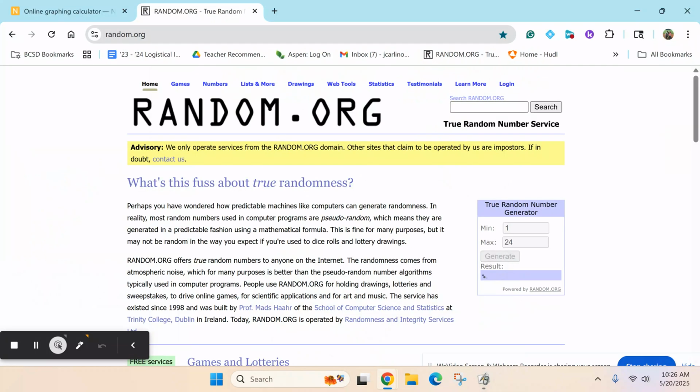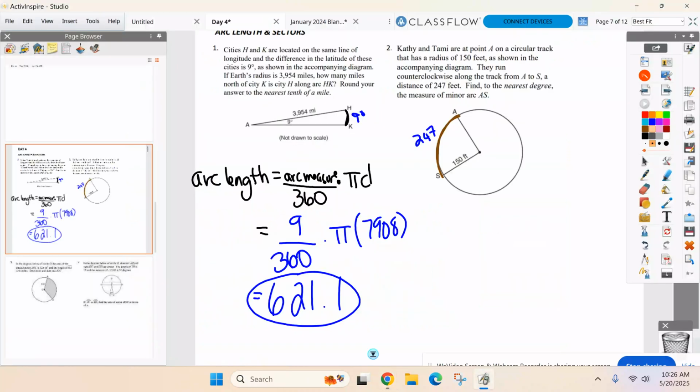All right, where's that 247 going to come into play here? Where can I put that into the formula here? Kira, where can I put that into the formula? That is my arc length. Yes, good. That's 247. I'm looking for the measure of that arc, so that's where my X is going. Over 360 times, don't fall into the trap. We're not putting 150, right? We're putting pi times 300.